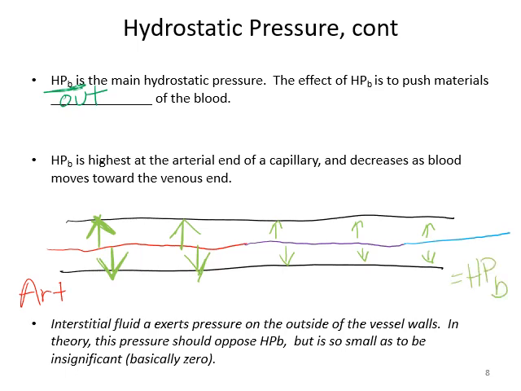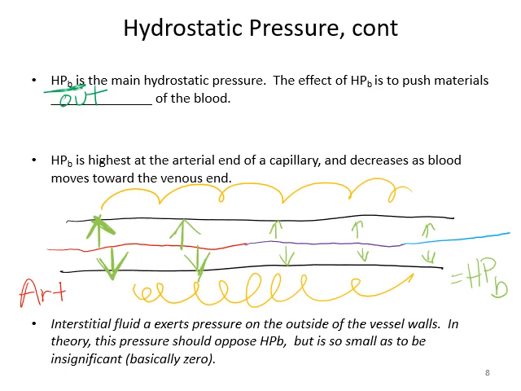Now, the interstitial fluid is going to be out here around the blood vessel. It exerts a little bit of hydrostatic pressure this direction, but it's so small that we just consider it zero. Okay, so our main hydrostatic pressure we're thinking about is the hydrostatic pressure of the blood pushing on the wall of its arteries, or pushing on the wall of the capillary, which encourages bulk flow out of the blood vessel.